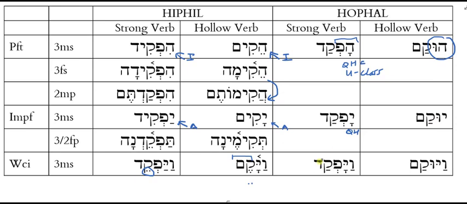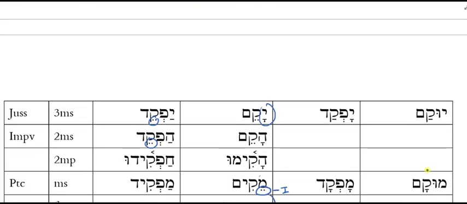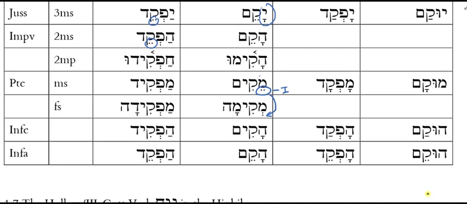The WCI, va yofkad, here va you come. The jussive, yofkad, hollow, you come. Identical to the imperfect. Mofkad for the participle in the hofal, and mukam, again, mem takes a U-class vowel here. The participle has an irreducibly long A. Those are identical to each other. It's just that the front part is weak here.